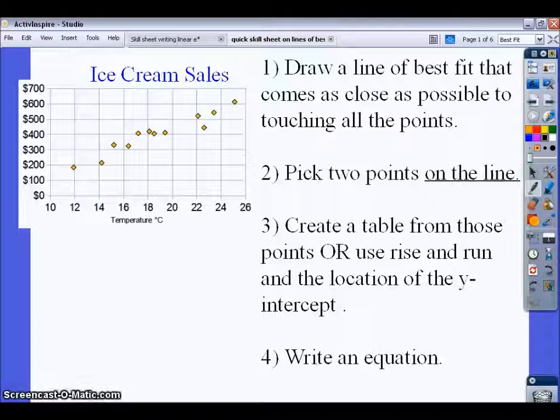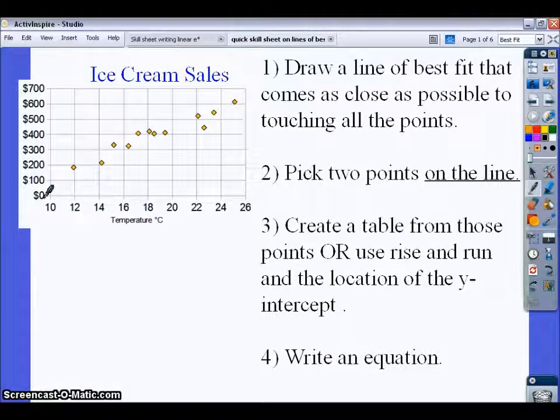Okay, so I'm going to show you a short video on how to draw a line of best fit for a scatter plot and write an equation to describe the relationship of the variables in the scatter plot. So this scatter plot is about ice cream sales, and it's showing us the temperature outside and how much money an ice cream truck makes in sales on a given day.